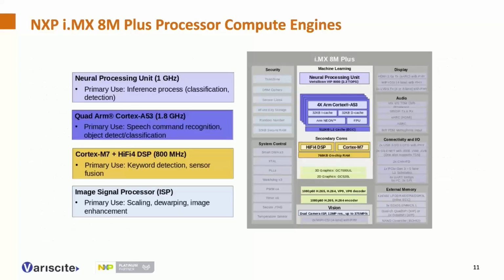Here I just highlight in the i.MX 8M Plus what is important for machine learning, what we can use. Of course, we don't have any examples with Cortex M7 in this presentation, neither with the ISP. We are just going to use the neural processing unit, which is the NPU, and also the Cortex A53. So those are the features which are important to us, but we are only going to discuss this time the neural processing unit and also the Cortex A53.